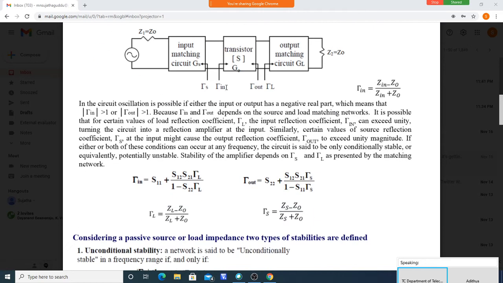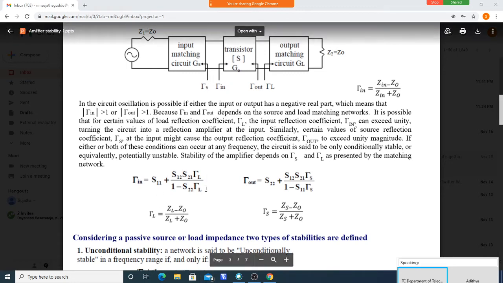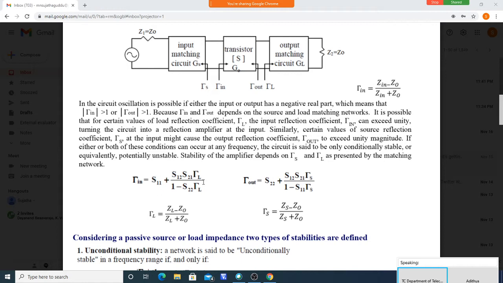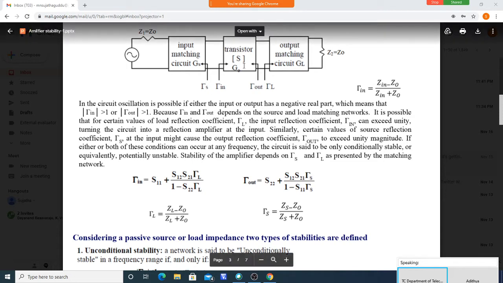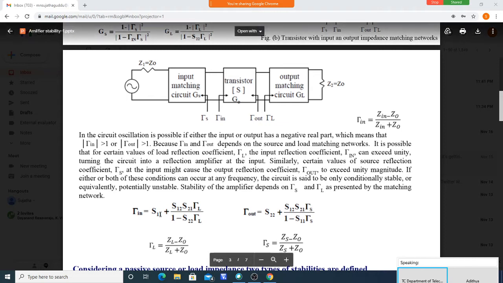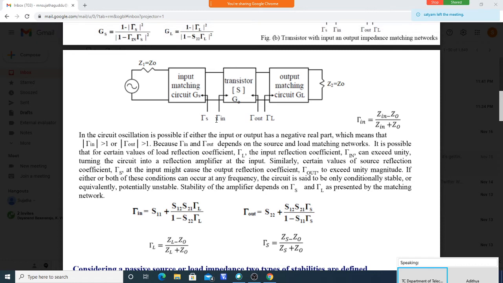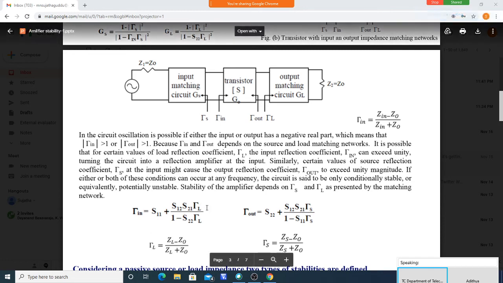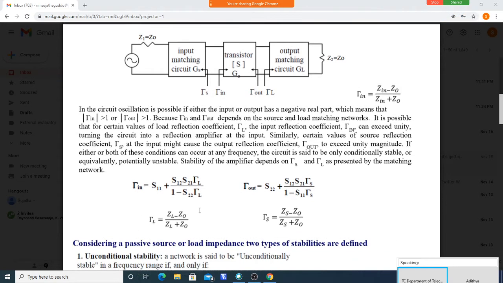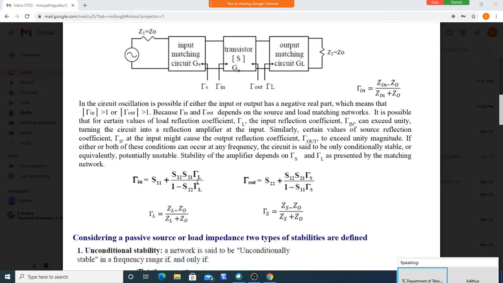This equation for tau in, we derived from the signal flow graph. From the signal flow graph, we got this expression for tau in. We derived this. Similarly, tau out is the reflection coefficient looking towards the transistor. Now you see here, tau in, the reflection coefficient, depends on tau L. It depends on tau L.